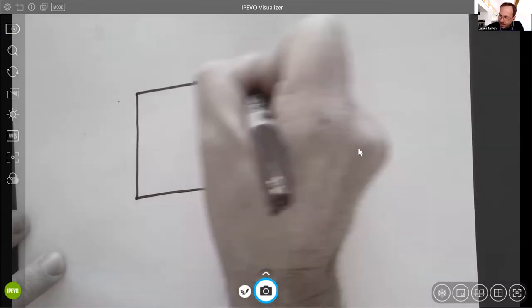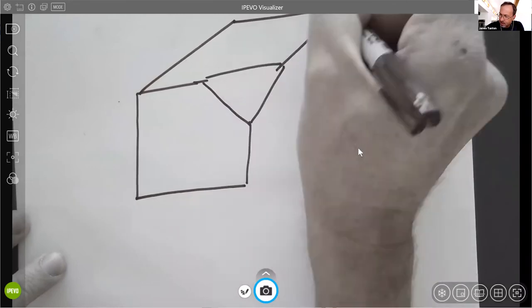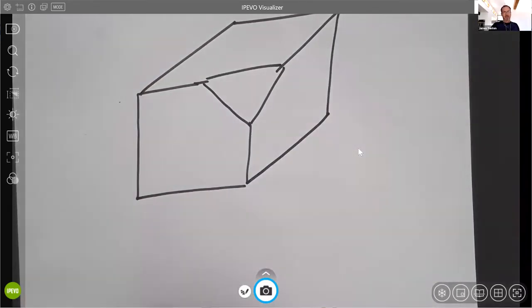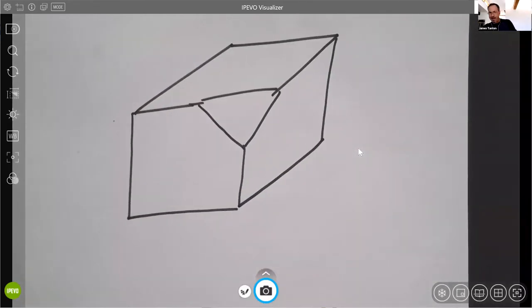But let me go back to this complicated example again. And someone asked about convex. Yes, we should talk about that. I saw that in the chat. Listen, it's on top of the game here.